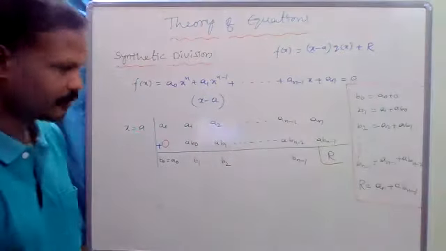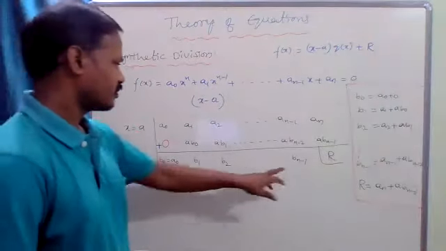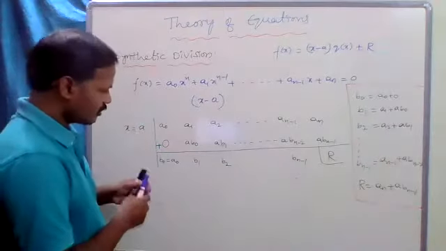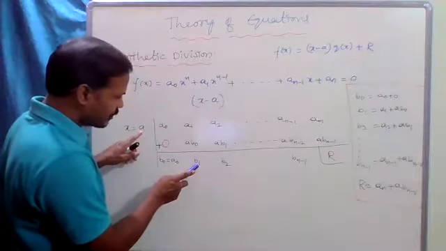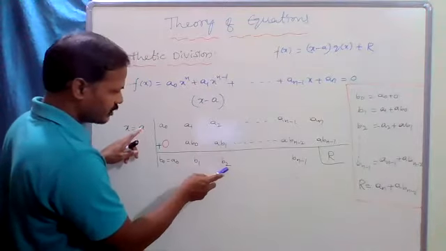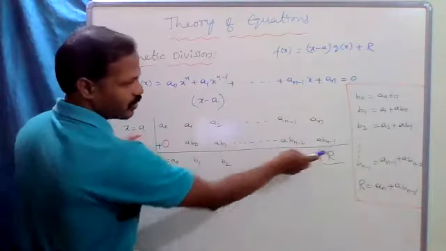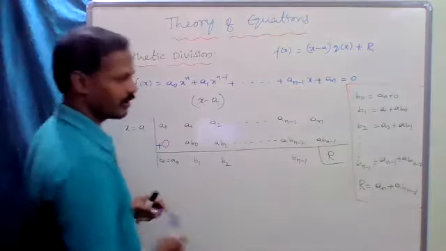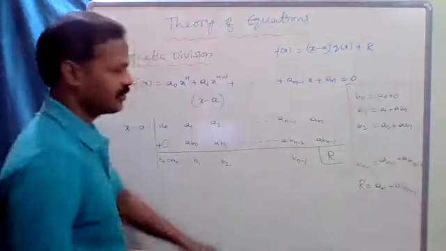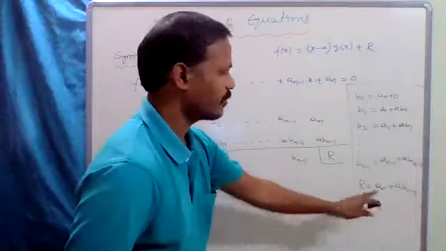Okay, fine. So here, just multiply these two right here. Next, multiply these two right here. Next, multiply these two right here. So on, continue. Now the last thing is the remainder.